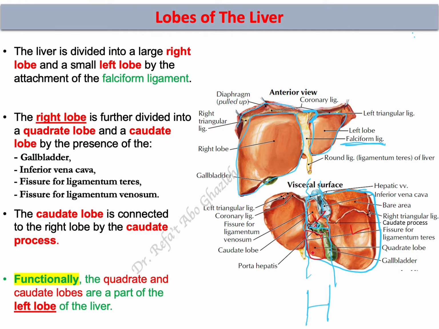Okay, but functionally, which is more important, the caudate lobe and the quadrate lobe are both considered part of the left lobe, not the right. This is functionally. Why? Okay, in the next slide I will explain why.